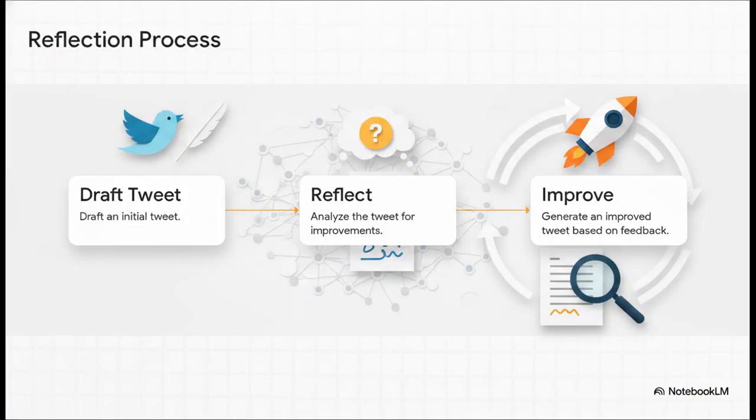Let's trace the exact steps for this Twitter-focused agent. Step 1. The agent drafts a rough initial tweet. Step 2. It reflects and analyzes that tweet for improvements, basically asking itself, hey, is this actually engaging enough? And then Step 3. It generates an improved tweet based entirely on that internal feedback. By continuously looping through these steps, the agent evaluates its own output, takes the critique, and refines it. It vastly improves the quality over time, and all without any human needing to hold its hand.